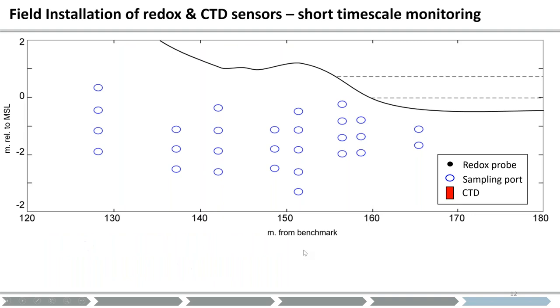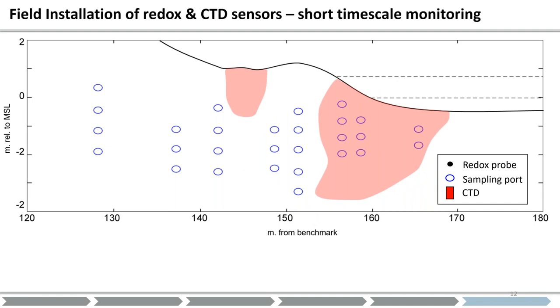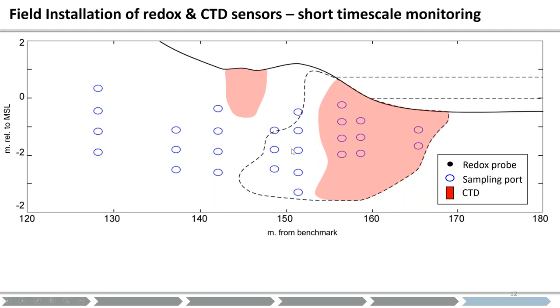So to get a sense of how quickly these are changing, field sampling is a little bit limited, and so we wanted to see this on a shorter time scale. Here I'm showing you that schematic diagram again, but we used redox and CTD sensors to get a sense of how these are changing on a short time scale. So here you see the blue sampling ports. And then we know from previous experience that this is approximately where the circulation cell was ending up at this particular sampling time. This is where the salinity distribution was. And then depending on the hydrologic conditions, we would have the cell constrict and expand.